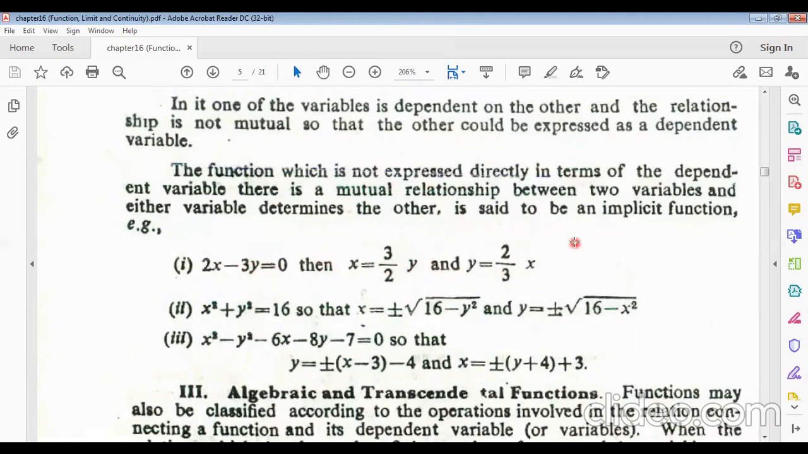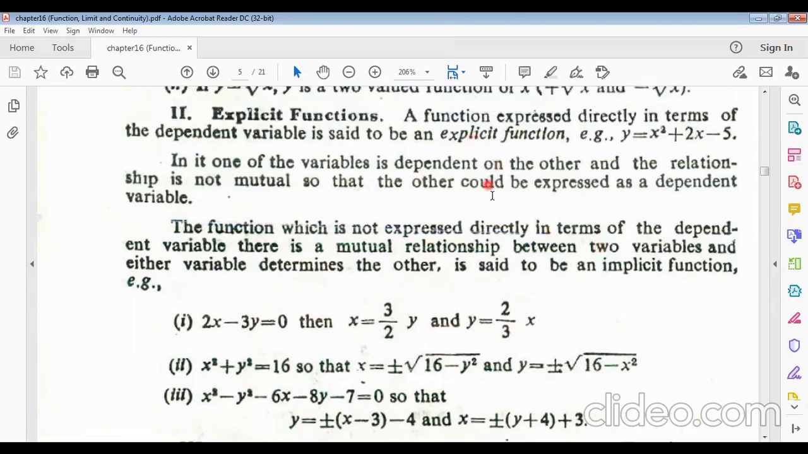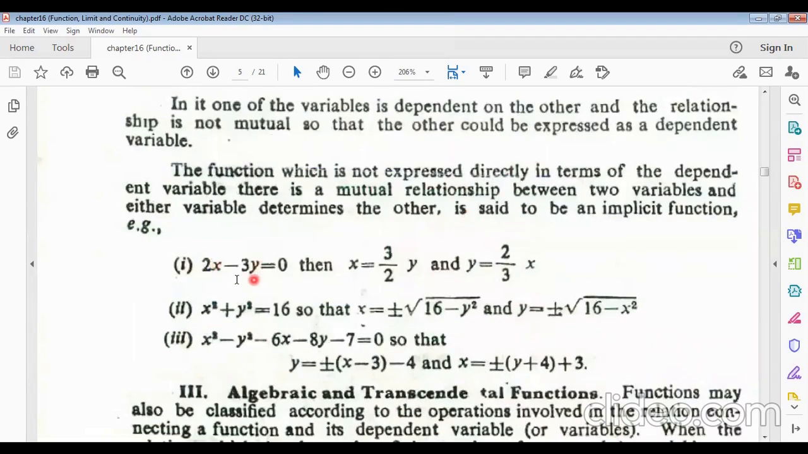What is an implicit function? The function which is not expressed directly in terms of the independent variable. There is a mutual relationship between the two variables, and either variable determines the other. This is said to be an implicit function. That means we cannot directly express y in terms of x. Suppose twice x minus thrice y equals 0. Actually the variables are mixed, and we cannot express this directly.